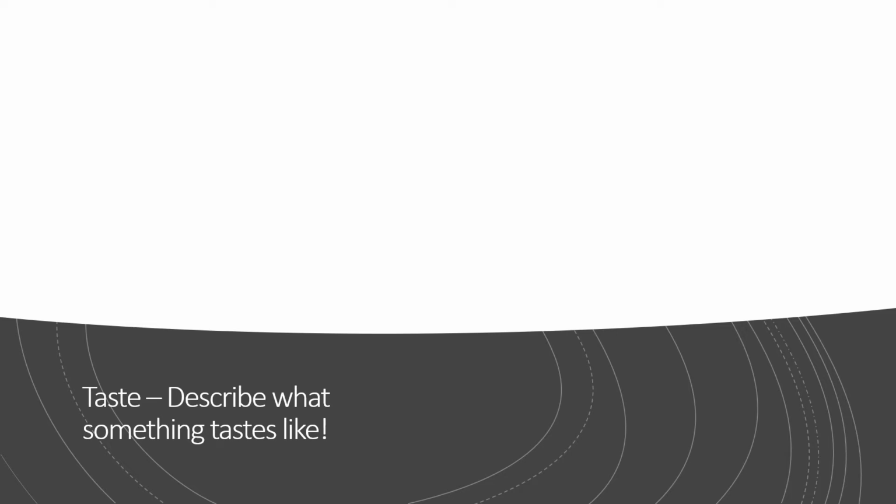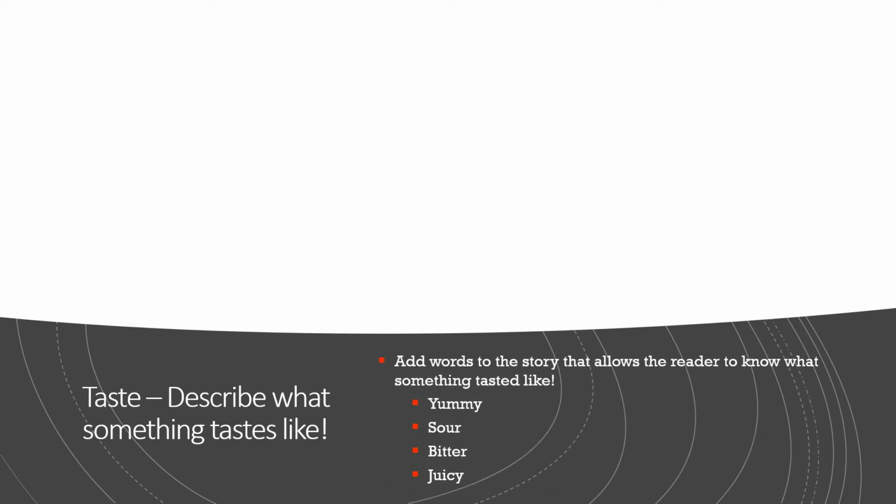The first sensory detail we're going to talk about is taste. We're going to describe what something tastes like. When you use the sensory detail for taste, we want words that describe and allow the reader to know what something tasted like. So some examples are yummy, sour, bitter, or juicy. So these are words that you might see and you'll be like, oh, those are sensory details to let you imagine what something tasted like.